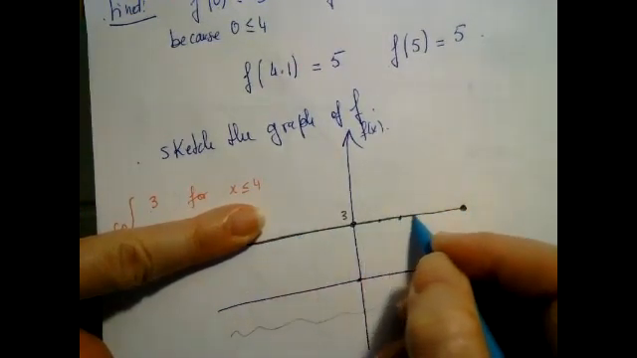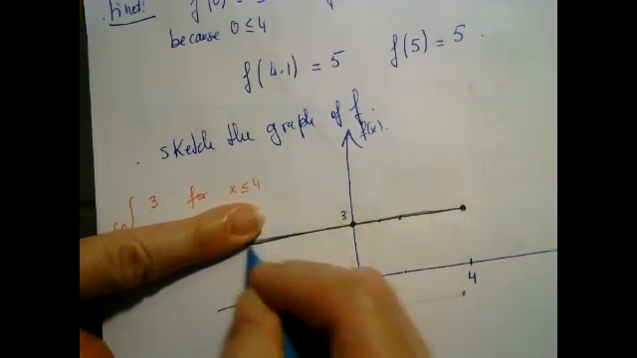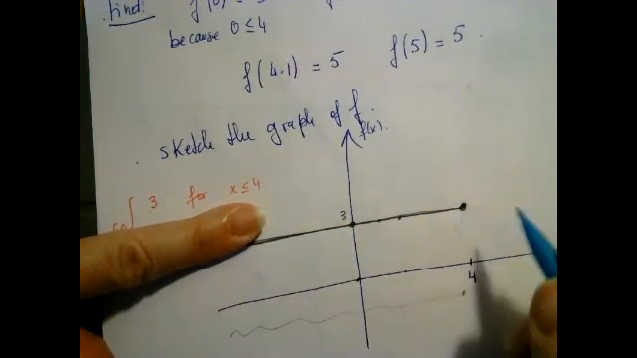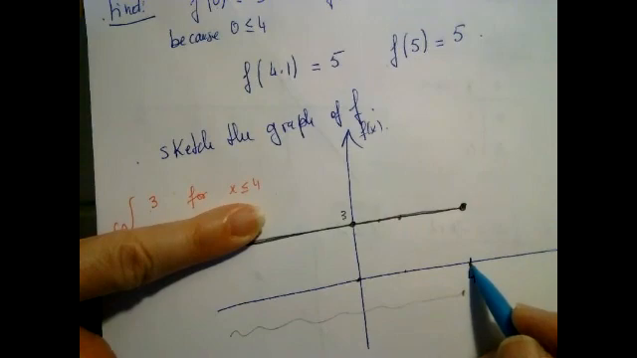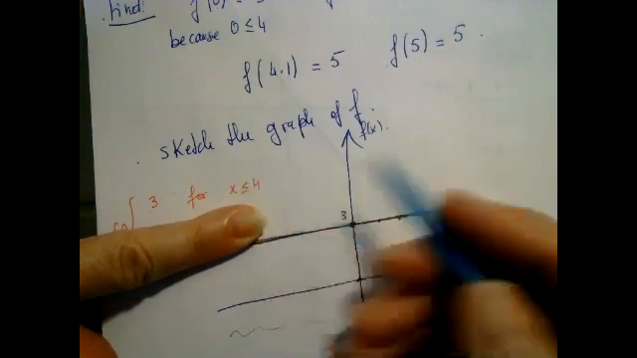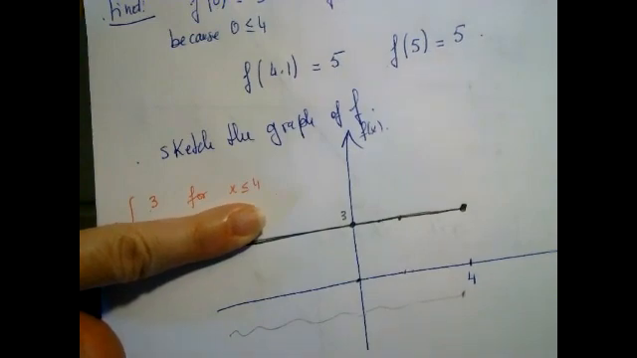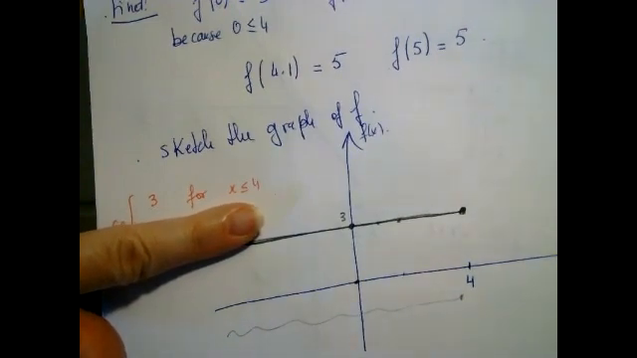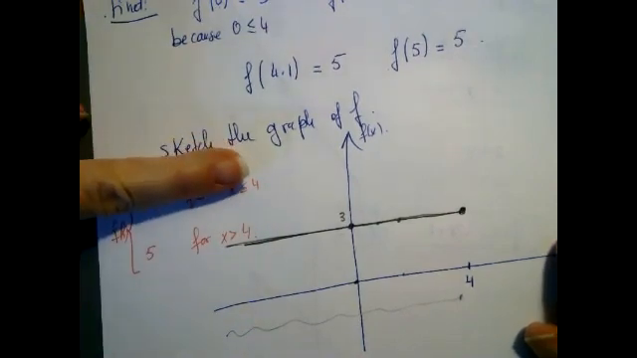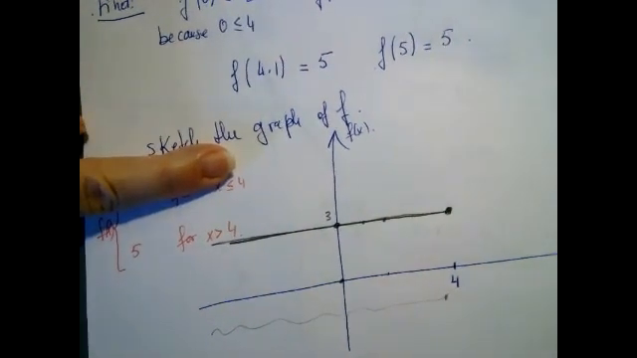It means the graph is a horizontal line like that. And this is a full circle because if x is 4, because of the inequality, the output is 3. So that's the first piece of the graph. That's where the word piecewise comes from. Now I'm going to sketch the bottom piece, bigger than 4.